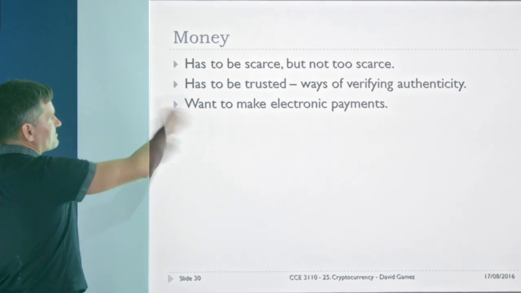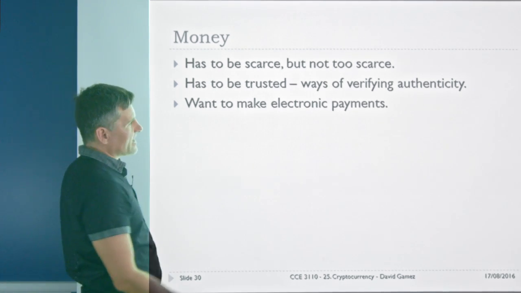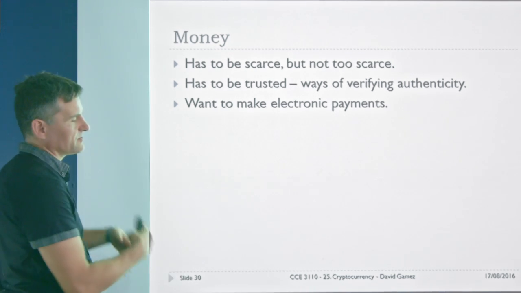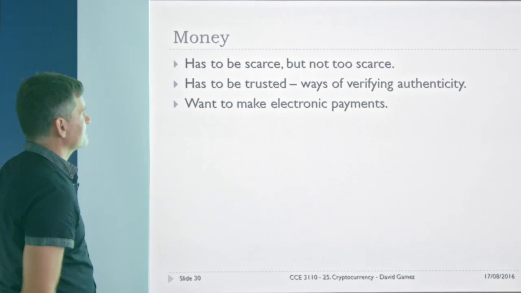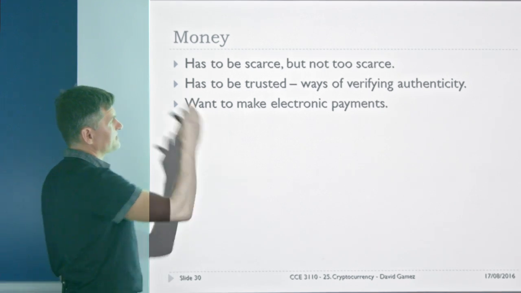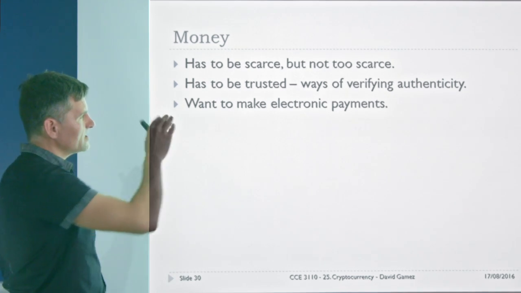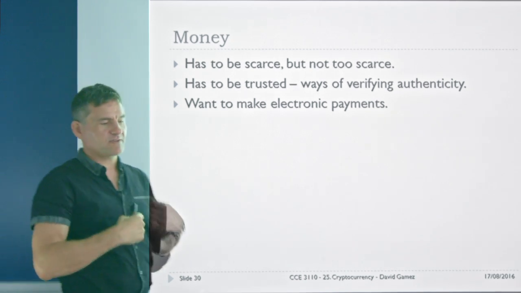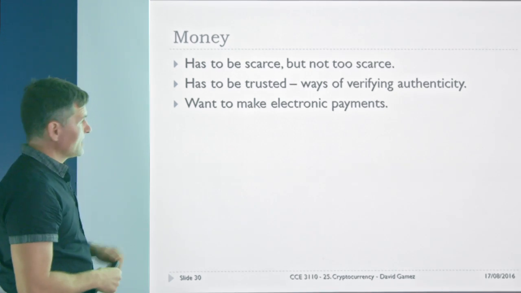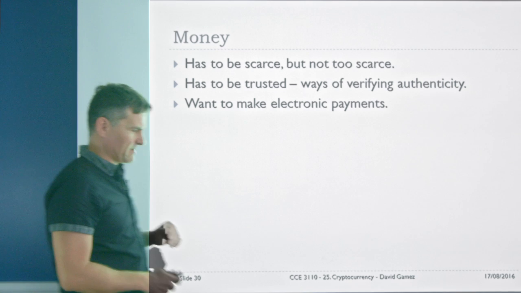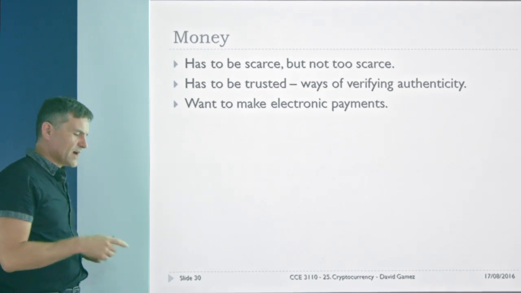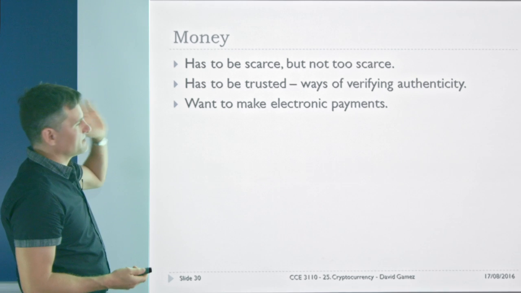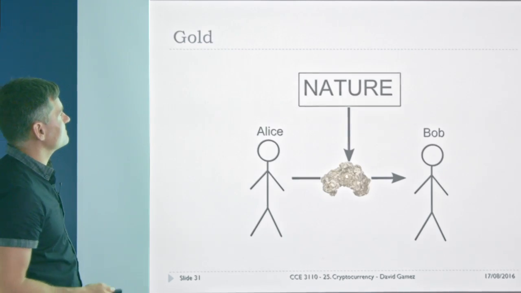Now, if you remember the original properties of money we talked about, it has to be scarce. You can't have too much money or you get the problems with post-war Germany or Zimbabwe, hyperinflation, so you need to limit the supply. It has to be trusted. There has to be ways in which people can check that the money that someone's giving you is the real deal. And in this case, we want to make electronic payments. So I have to be able to pay someone online using my currency. That's what we're looking for.